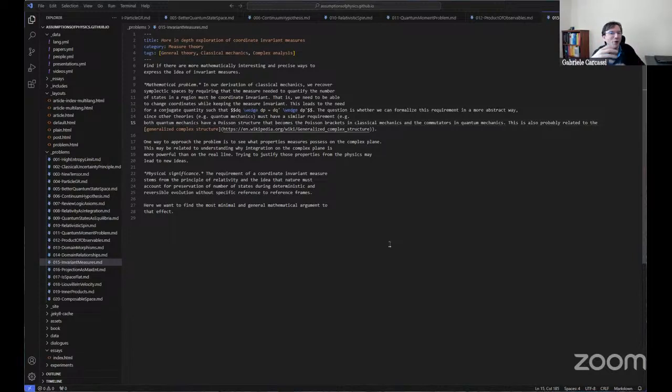And this is simple and intuitive to say, and we can do some physics derivation, but I don't have a way to formalize this mathematically in a tight way. That's what this is about. Here we want to find the most minimal and general mathematical argument to that effect so that we can have that.